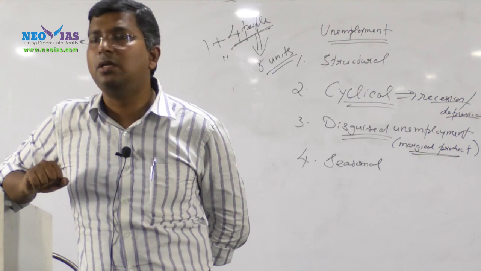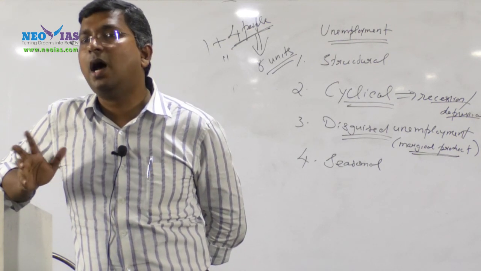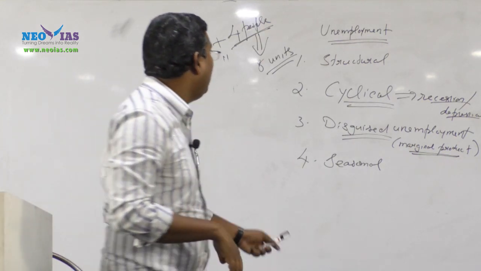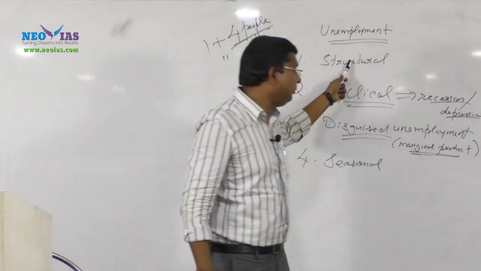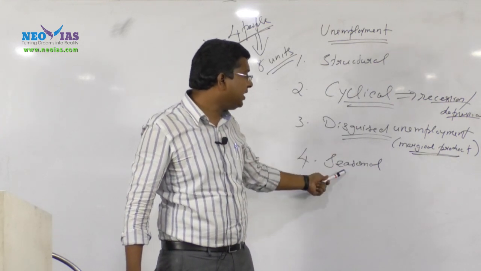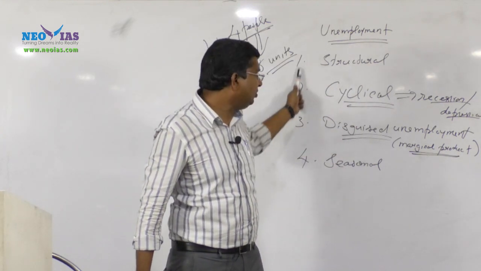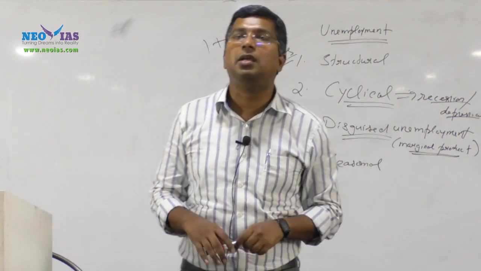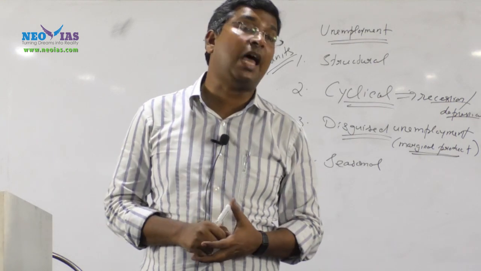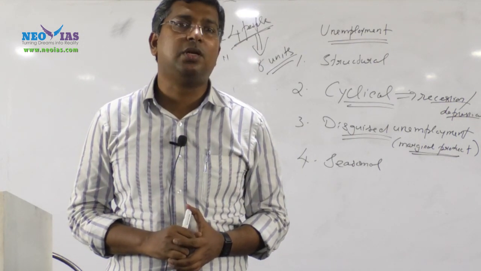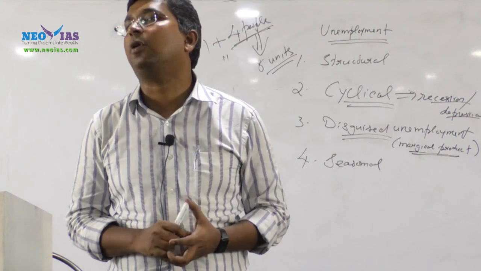But actually what is happening in India? We are faced with a lot of unemployment. We have structural unemployment, we have disguised unemployment, we have seasonal unemployment. So these are the three major types of unemployment seen in India. This has to be tackled and addressed immediately, or it will result in a lot of problems.